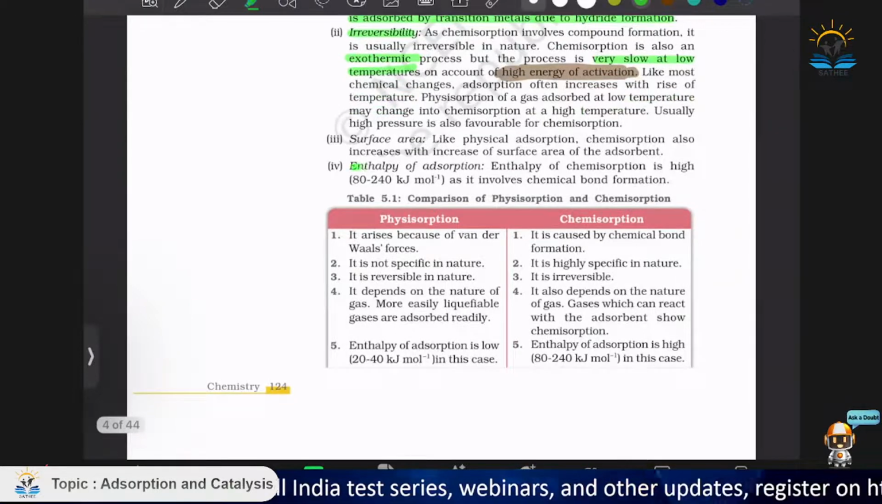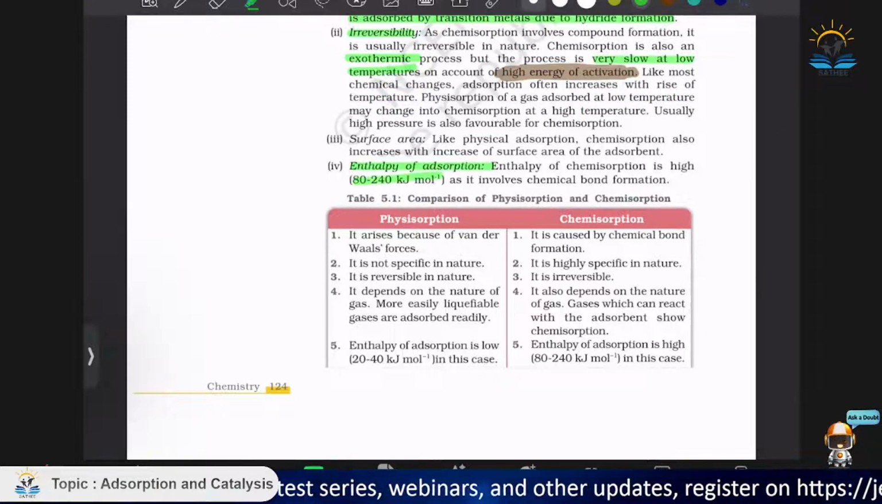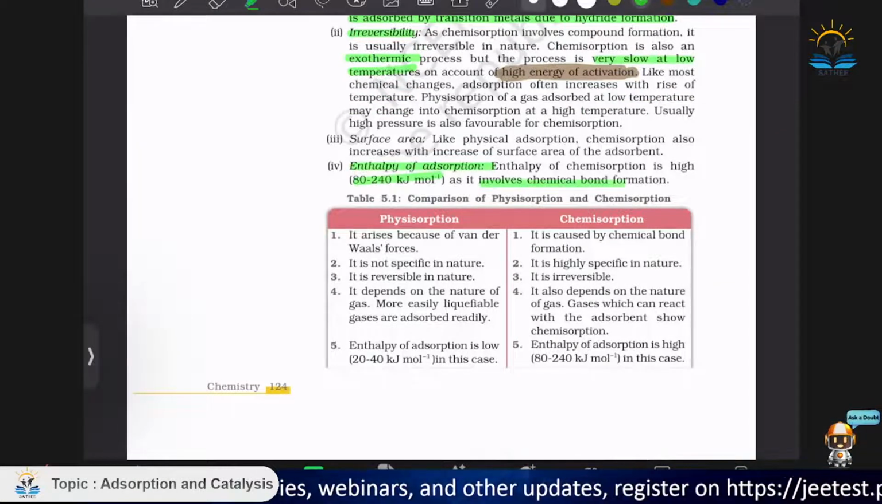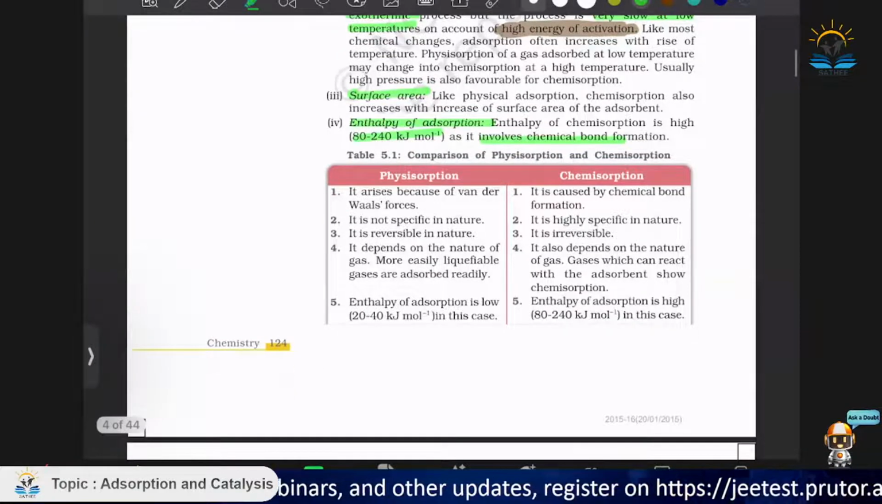All right, enthalpy, we will directly jump to enthalpy. It is high, 80 to 240. It involves chemical bond formations. Again, it depends on surface area.